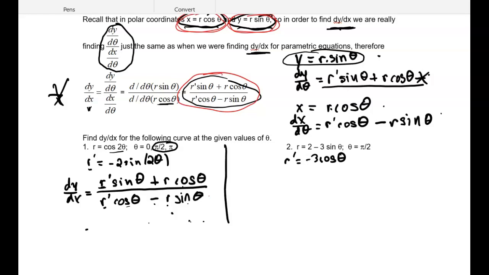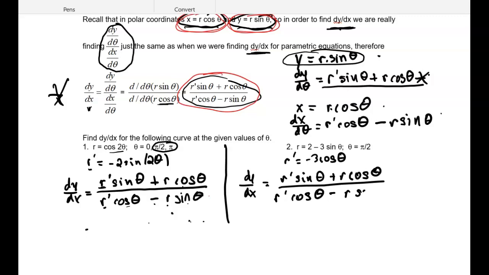If we take our formula here, dy dx is r prime sine theta plus r cosine of theta, divided by r prime cosine of theta minus r sine theta.